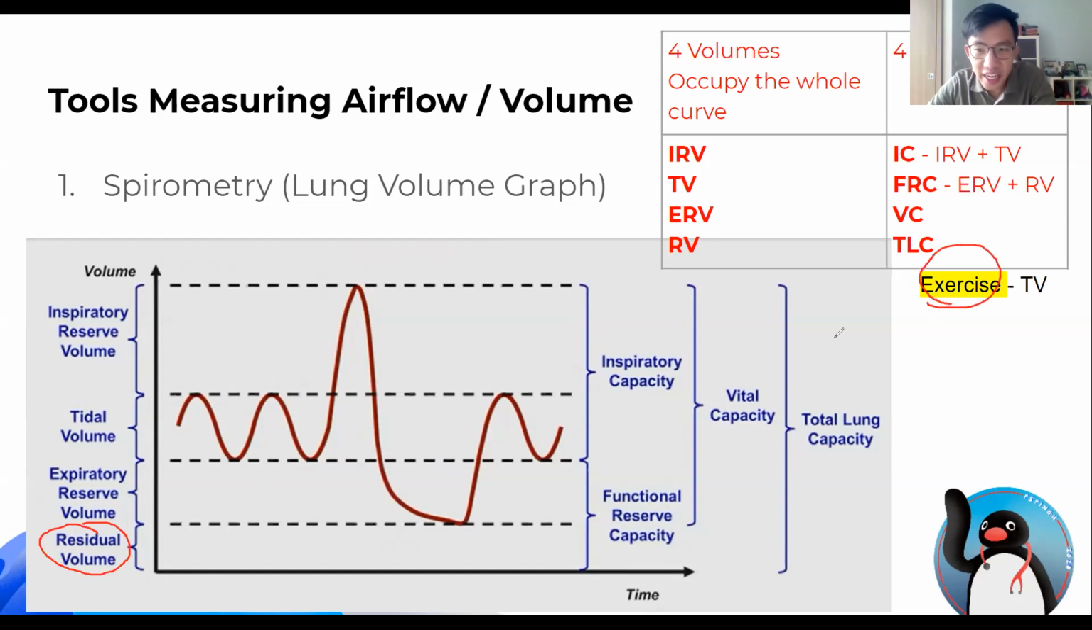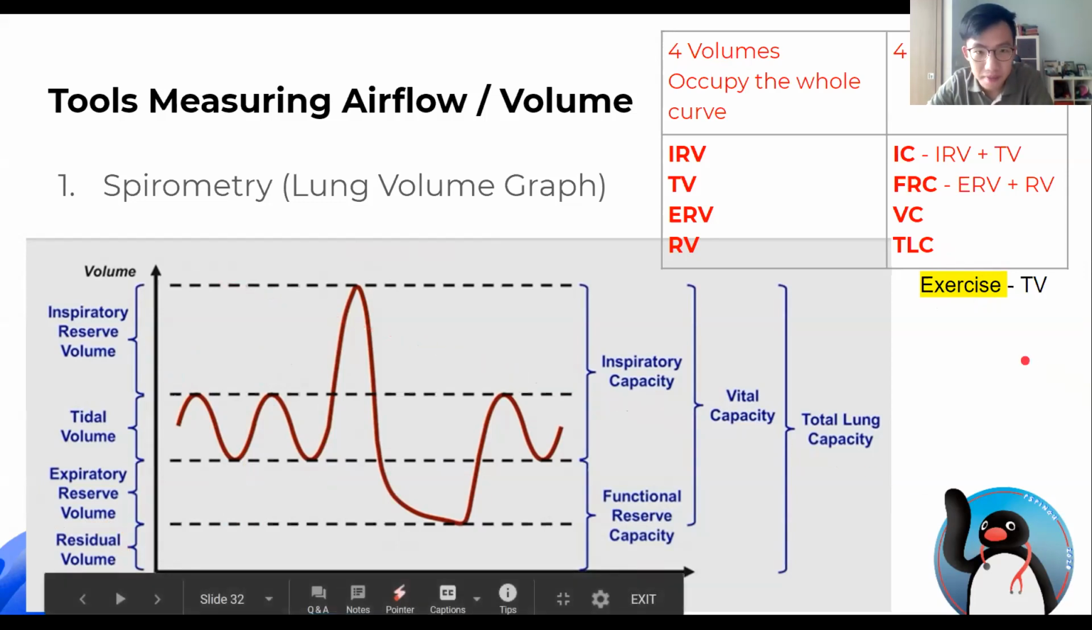Exercise doesn't actually increase or decrease your total lung capacity, because your lung and your chest wall are the same. The only thing that changes is the tidal volume, which becomes a higher amplitude and more frequent as well. In summary, this will increase the amount of air that goes in and out of your body per unit time. So those are the 2 things that I'd like to bring up to you.